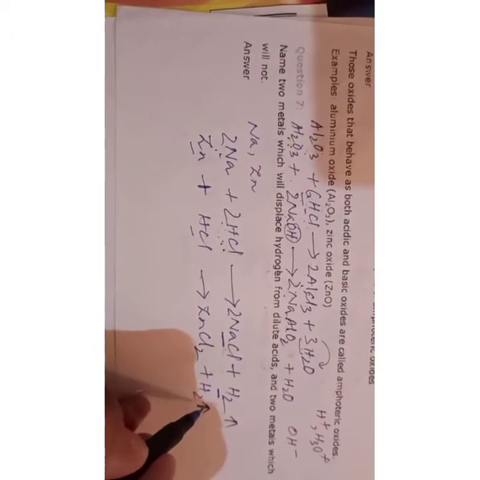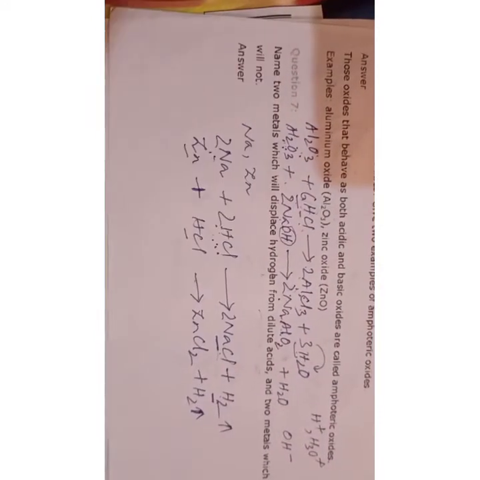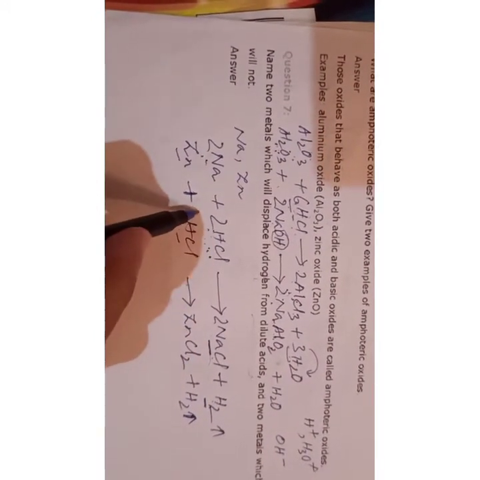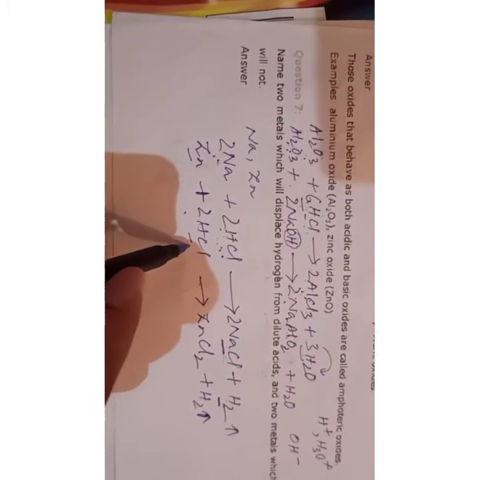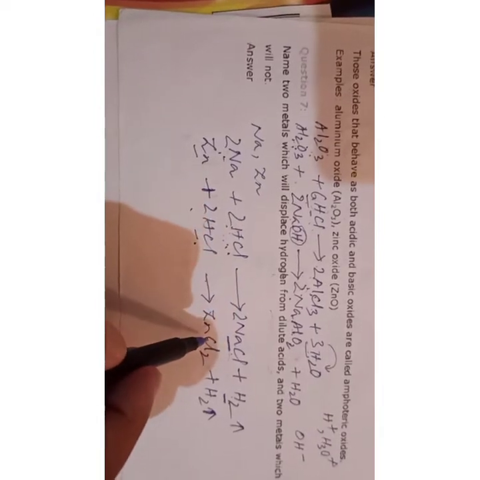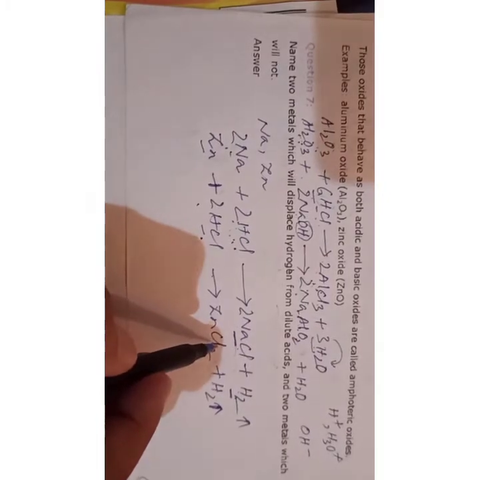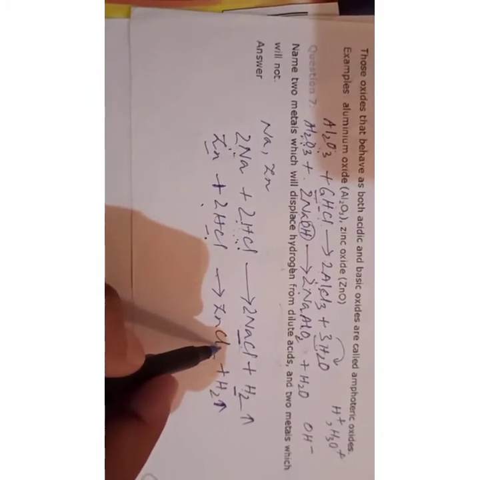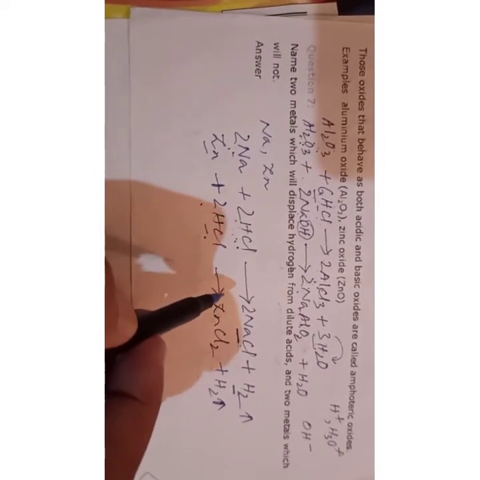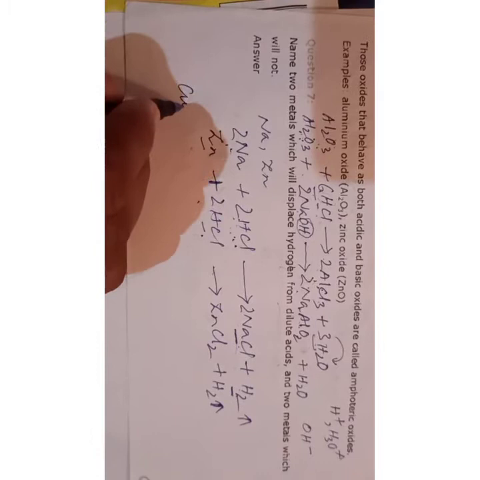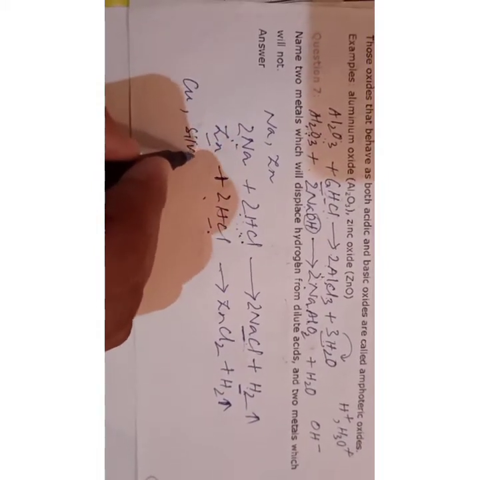This is the evolution of gas, so no need to write it as gas, just write like this. Now can you balance this? Only this is required here, then it balances itself. The second part asks for two metals which will not displace hydrogen. So we can write: metals which lie below hydrogen in the activity series cannot displace hydrogen from dilute acid. As for example, you can write copper, silver.